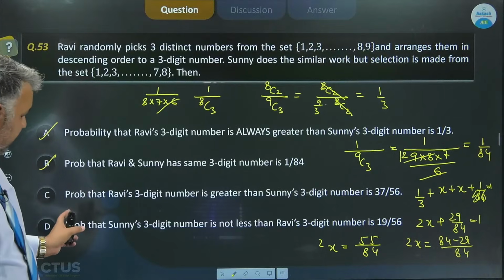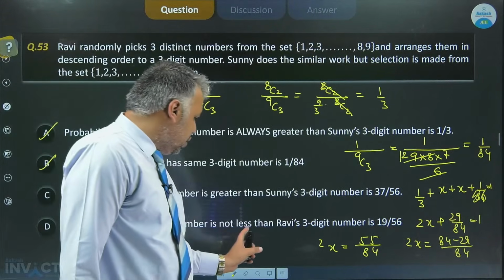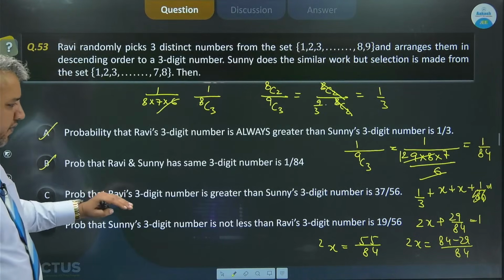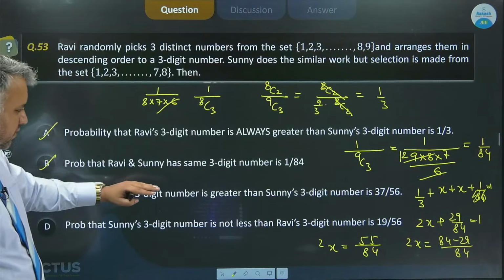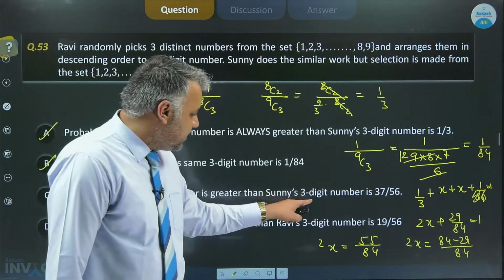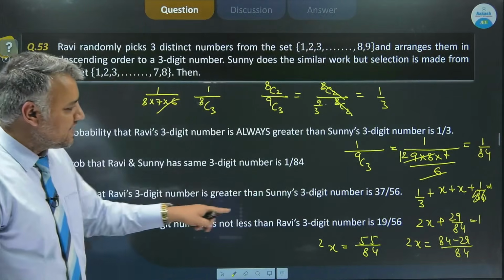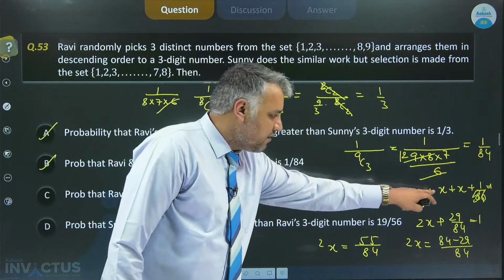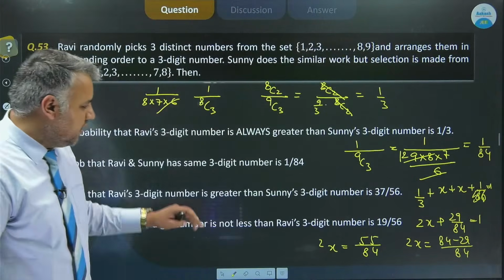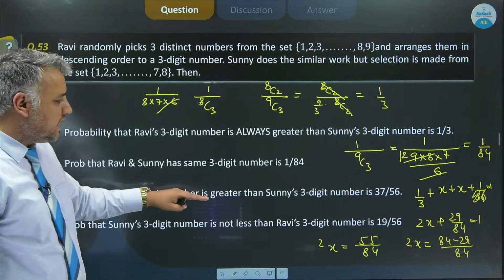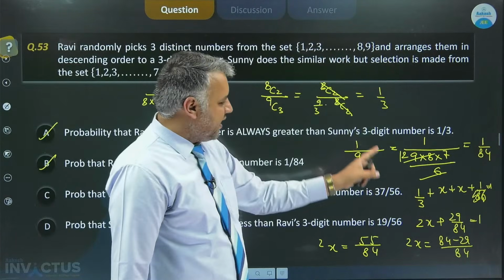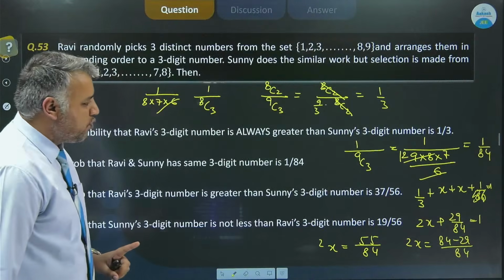In probability, option 4, the probability that Sunny's 3-digit number is not less than Ravi's 3-digit number. So we will just subtract. This is a probability that Ravi's 3-digit number is greater than Sunny's 3-digit number. So it will contain both the cases X and 1 by 3, obviously. You have to add 1 by 3 also after finding X, because he is saying that Ravi's 3-digit number is greater than Sunny's 3-digit number. So X is in the counting from 1 to 8, and 1 by 3 is also the favorable case. So you have to add both these.